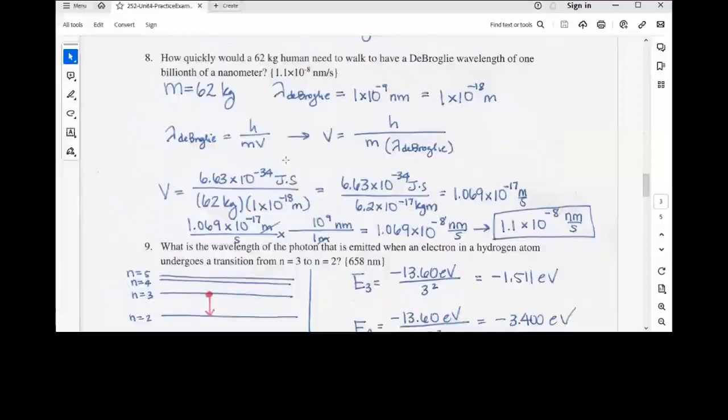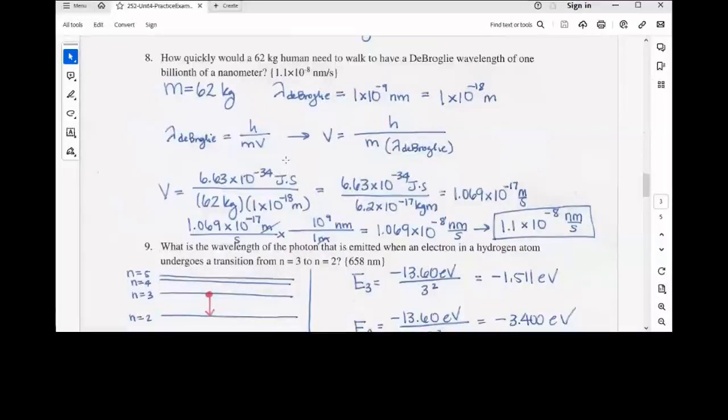Eight. How quickly would a 62 kilogram human need to walk to have a de Broglie wavelength of 1 billionth of a nanometer? We can determine what the velocity is by starting with the de Broglie wavelength expression and just solving it for v. So we know that our target de Broglie wavelength is 1 billionth of 1 nanometer, so that works out to 1 times 10 to the negative 18 meters.